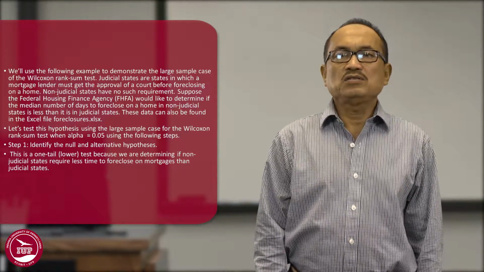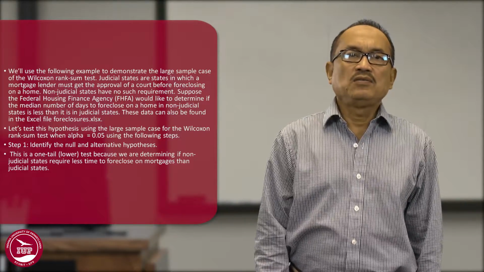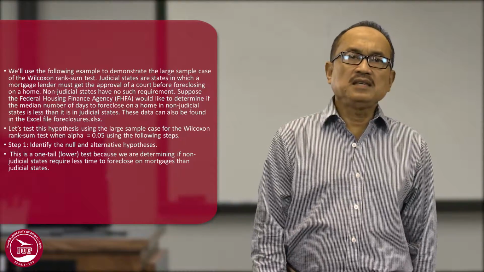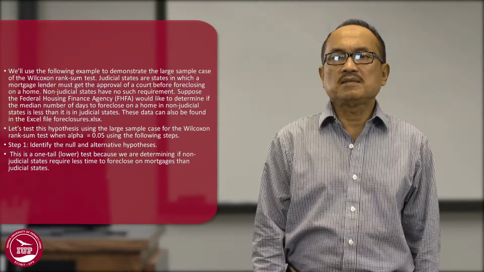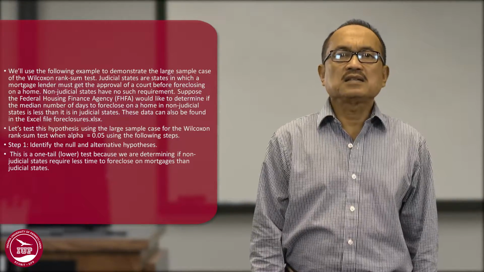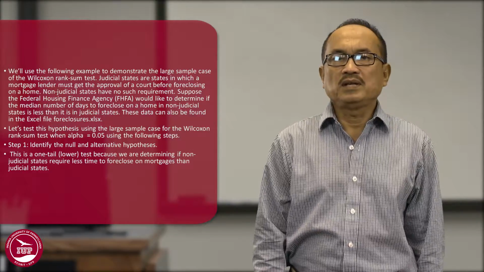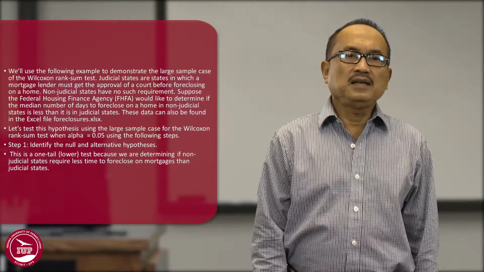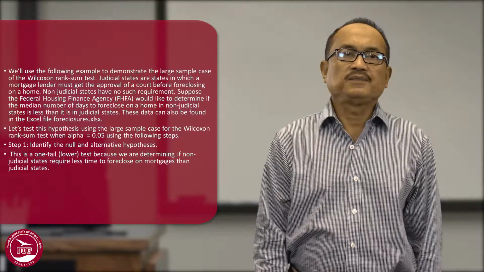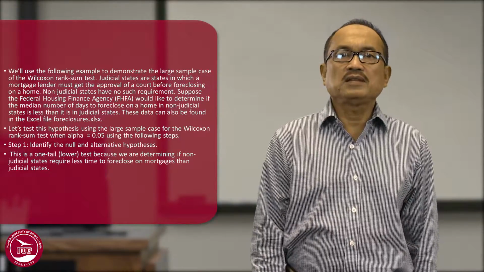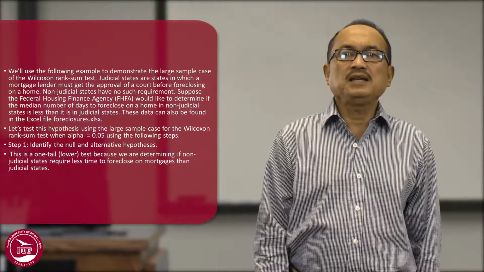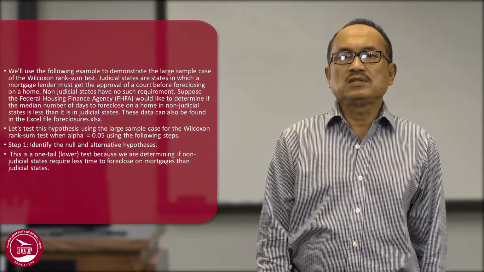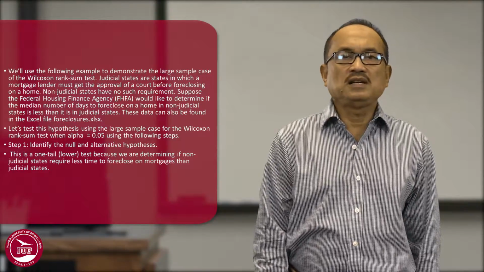This data can also be found in the Excel file foreclosures.xlsx. Let's test this hypothesis using the large sample case for the Wilcoxon rank sum test when alpha equal to 0.05 using the following steps. Step 1. Identify the null and alternative hypothesis. This is a one-tail or lower test because we are determining if non-judicial states require less time to foreclose on mortgages than judicial states.